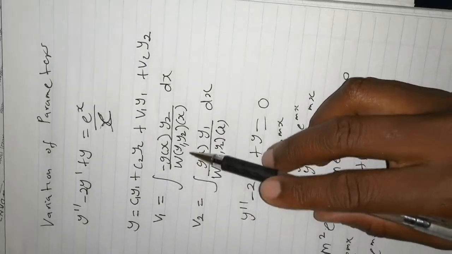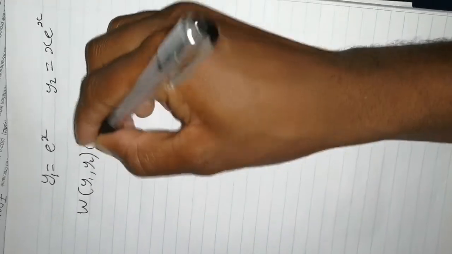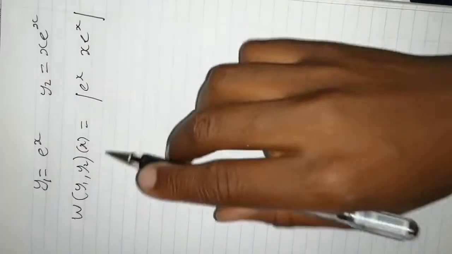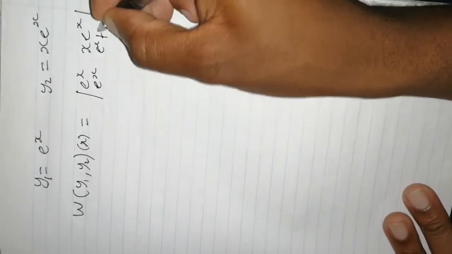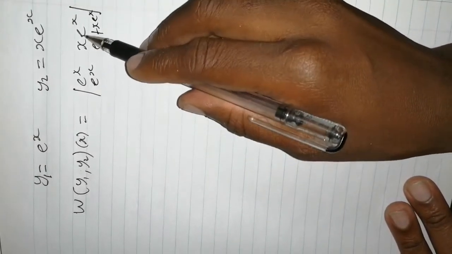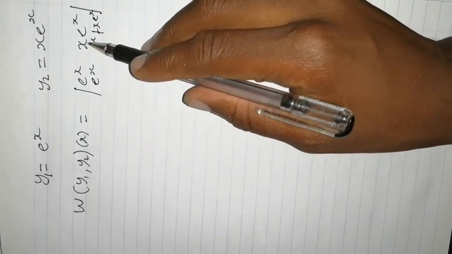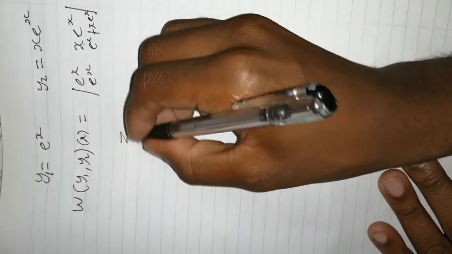If you look at this formula, we've got W, y1, y2. So we need to find the Wronskian of y1 and y2. So to find the Wronskian of y1 and y2, the first row is just the original functions, e to the power x and x e to the power x, and the second row is the derivatives. The derivative of x e to the power x, because we use the product rule, we keep e to the power x constant; the derivative of x is 1, plus x constant. Now the derivative of the exponential function is just the exponential function. So we need to find the determinant of that.